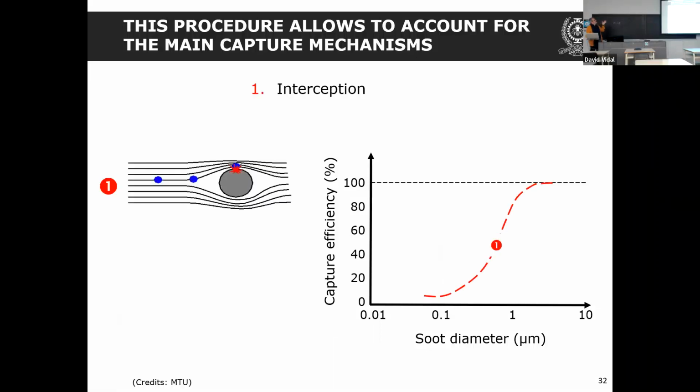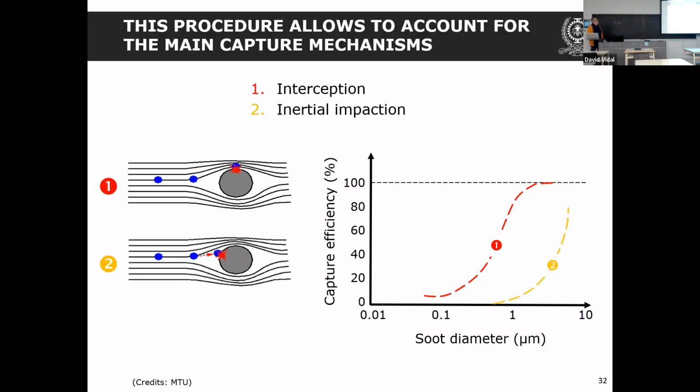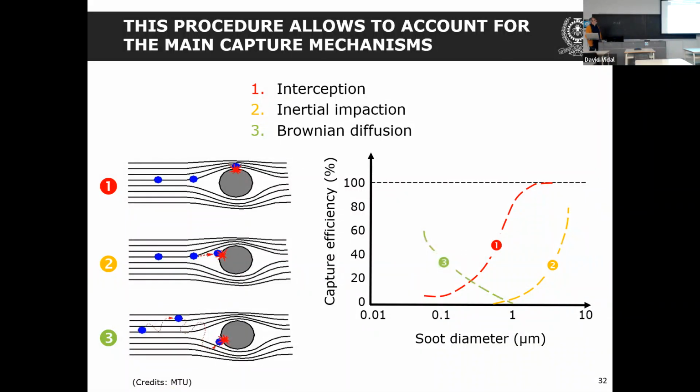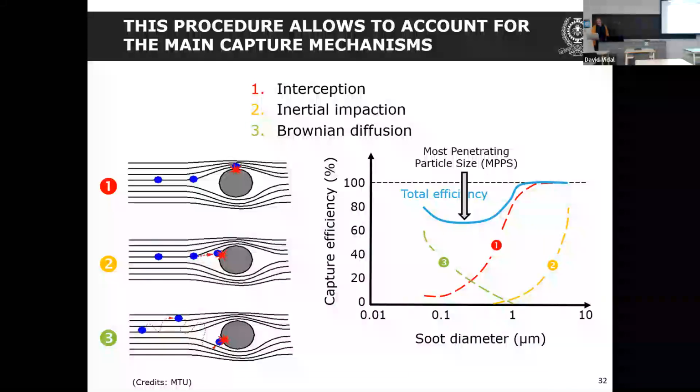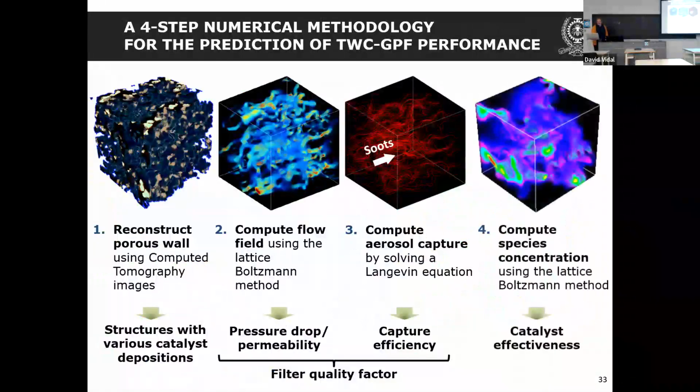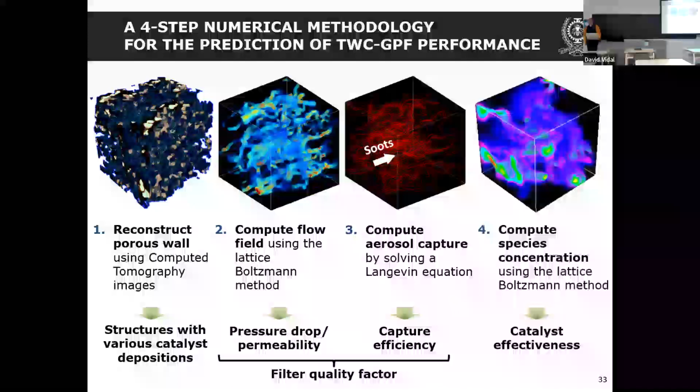By doing so, the procedure allows us to account for the main capture mechanisms for filtration. That is interception of the particles, inertial impaction, and Brownian diffusion, which are the three main mechanisms for capturing very small particles in this size range here. So eventually, we do a lot of computation.